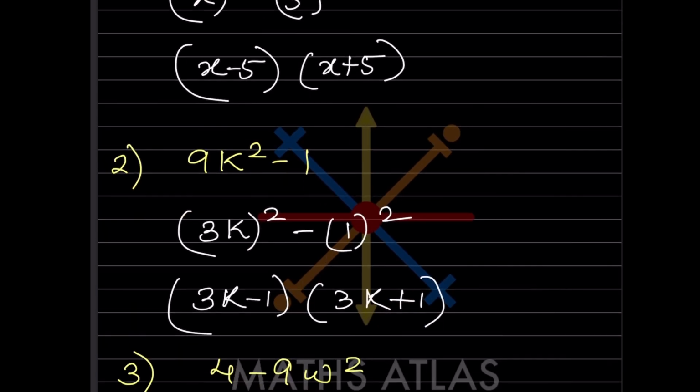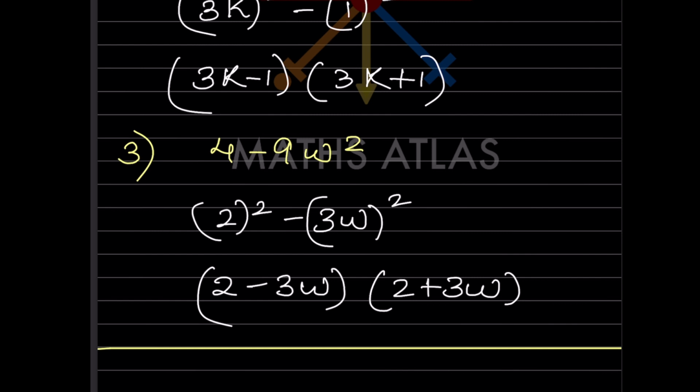Same for here. This is also a perfect square, and 1 also is a perfect square, you can write 1 square is 1. So now what will that be? For this, 3k and the square of that, minus 1 square. Here again this is in the form of a square minus b square, that will be a minus b and a plus b.